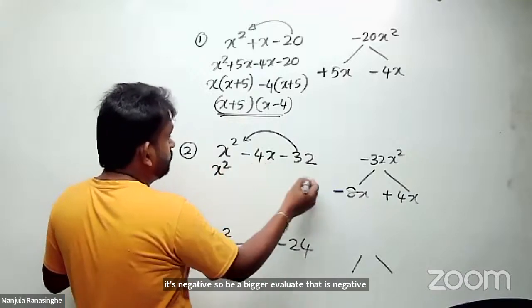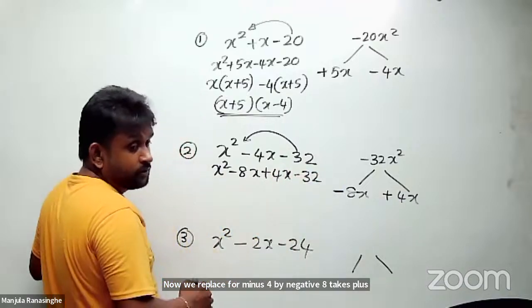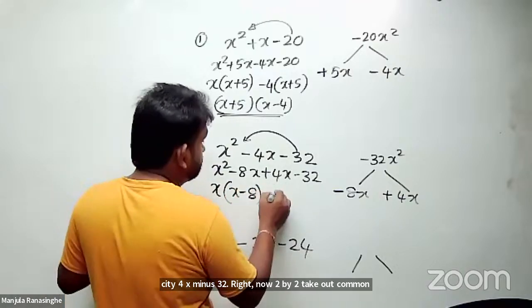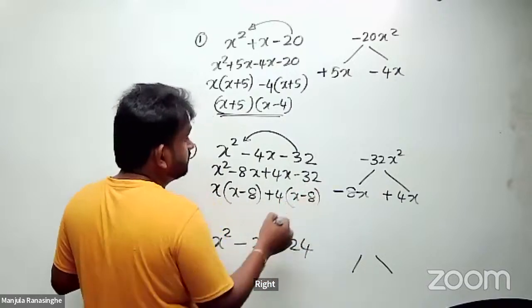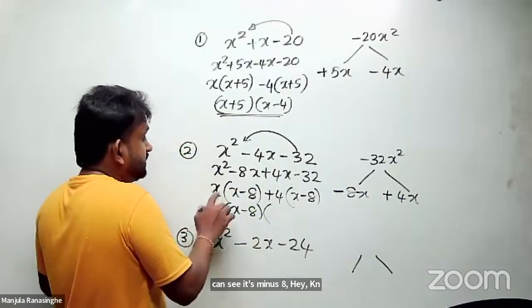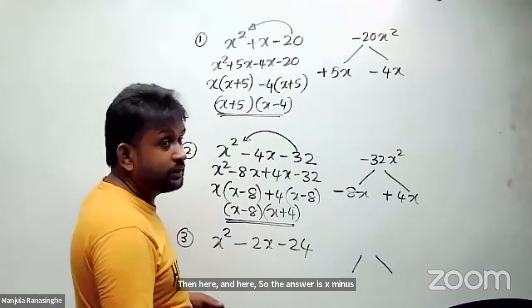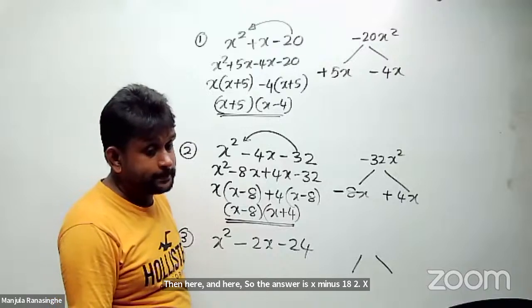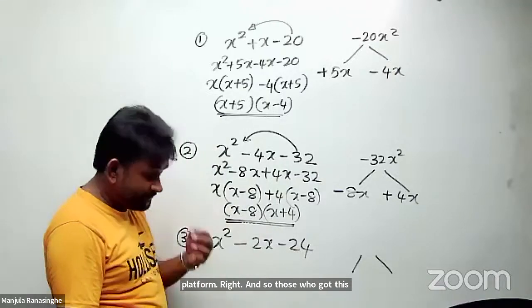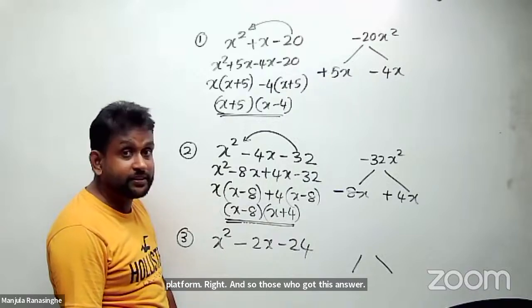Now we replace minus 4x by negative 8x plus positive 4x minus 32. Now 2 by 2, take out common x into x minus 8. Here plus 4 taken out, then x minus 8. Now you can see x minus 8 is common, taken out, then here x and here plus 4. So the answer is x minus 8 into x plus 4. Right. Hands up those who got this answer. Right. Well done. Great.